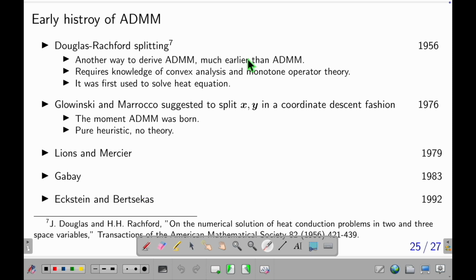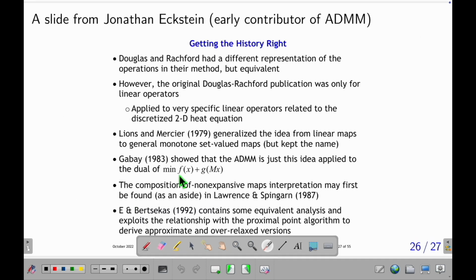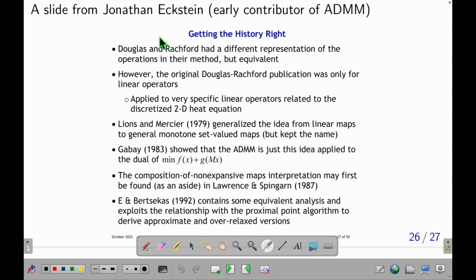In the very early days, this thing came from Douglas-Rachford splitting on solving the heat equation, a PDE, many years ago. And then these two people said you should split. This is where ADMM is born, no theory. And then some researchers worked to make it better. And then these two basically provided the convergence analysis of ADMM. And then this is a slide from the early contributor of ADMM.